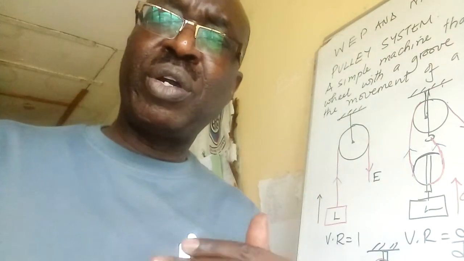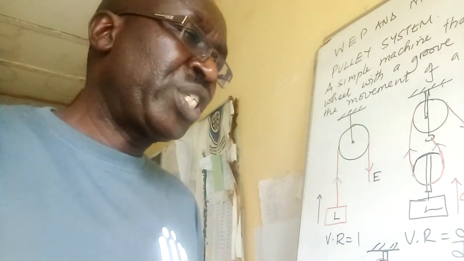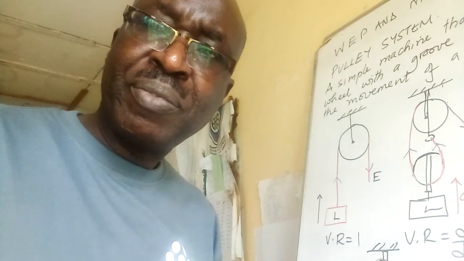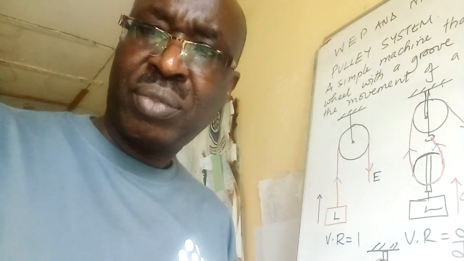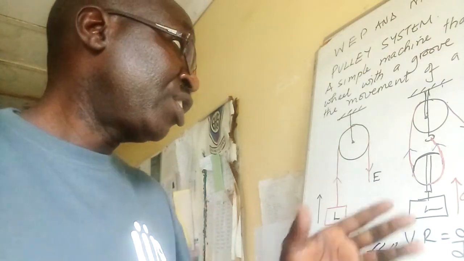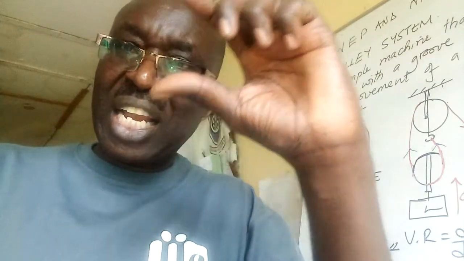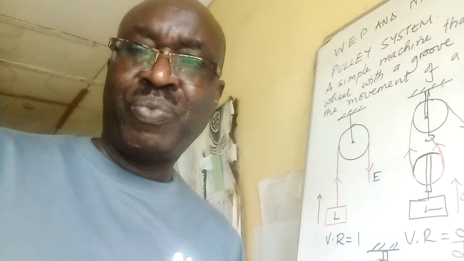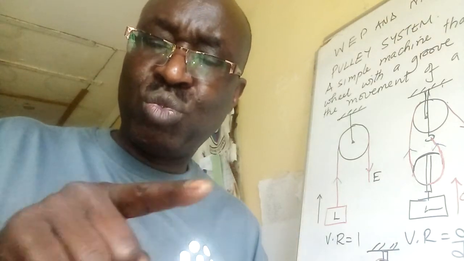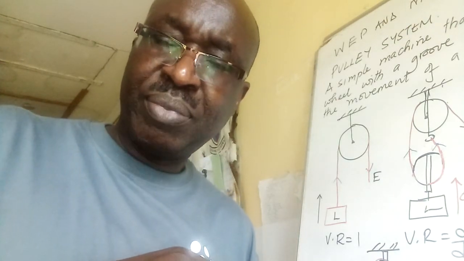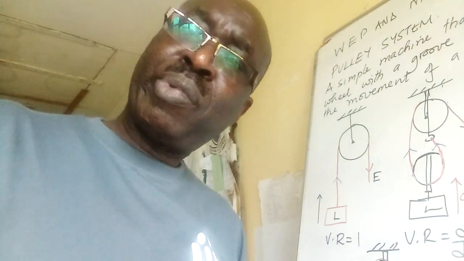We shall have a point where we shall do calculations. But let us get each aspect. We still have things like inclined plane. We still have wheel and axle. Okay? Even this, it is a wheel on an axle. But we shall do wheel and axle in another perspective. Okay? Wheel and axle is basically gurudumu linalozunguka eskeli.